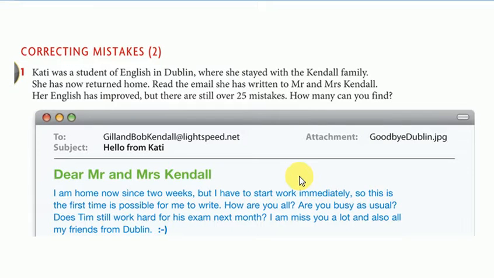Unit 12, Pre-Intermediate Student Book, page number 190, 119. In this section, we are going to correct the mistakes.